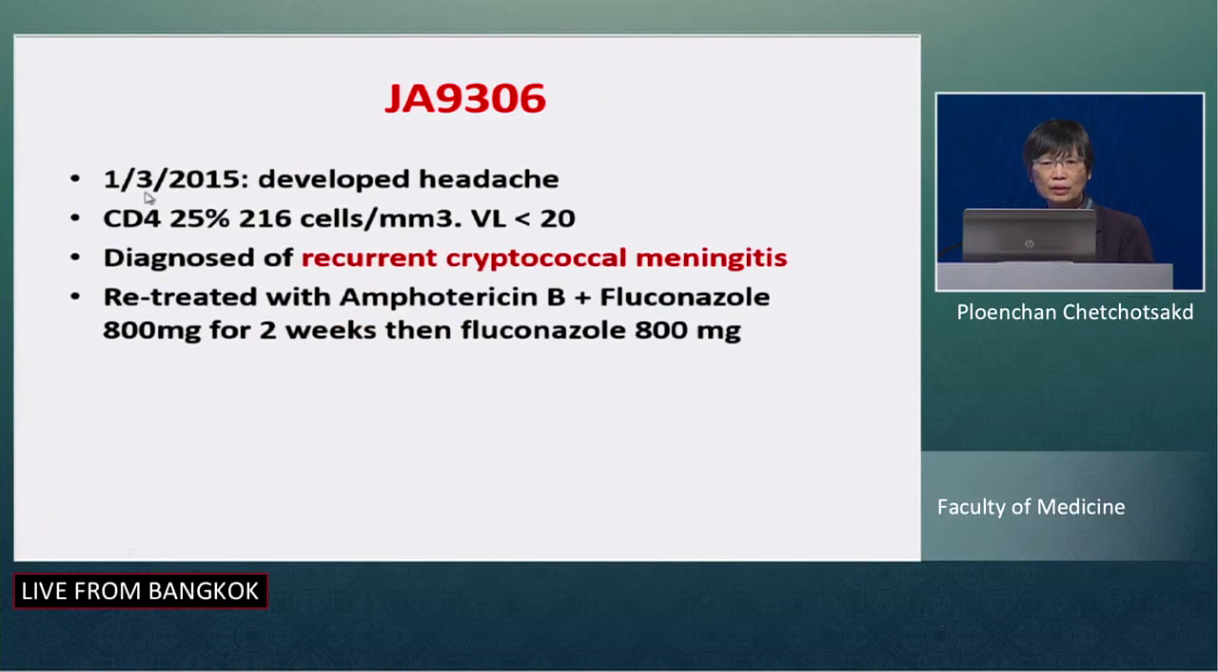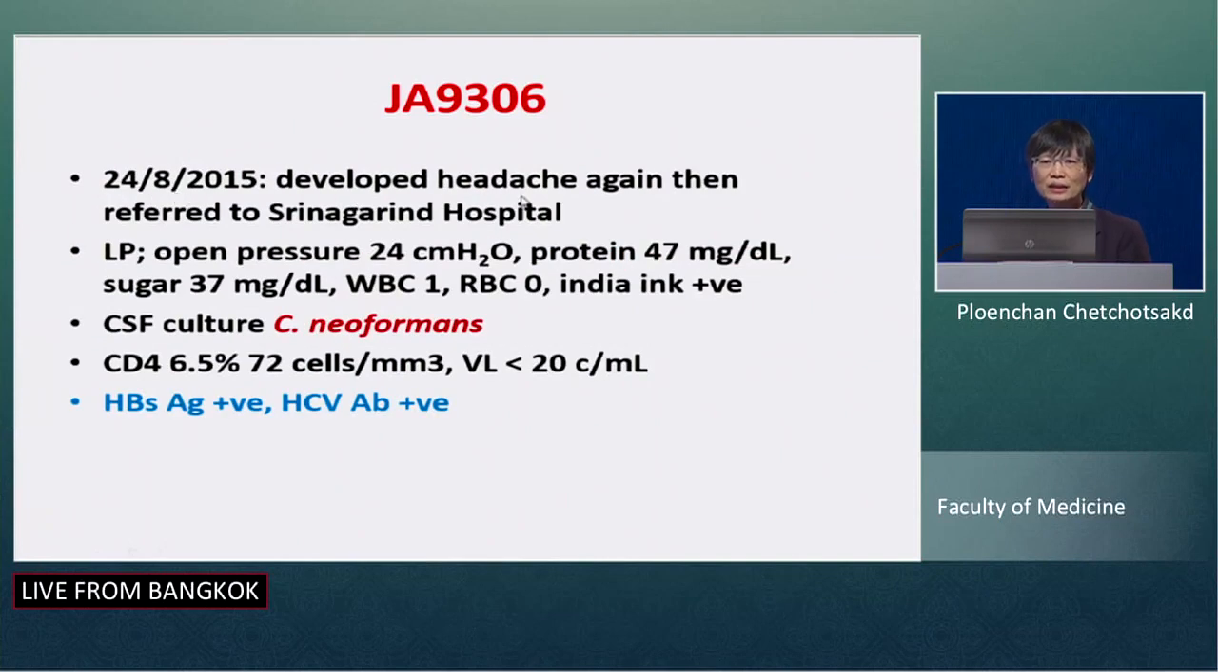that was in March, and then in August, 5 months later, he developed headache again. This time he was referred to our hospital. We did a lumbar puncture. Pressure was not very high, 24 centimeters of water, protein 47, sugar slightly low at 37, and white blood cell just 1 cell. India ink was positive, and the culture grew Cryptococcus neoformans. We checked his CD4, which was down to 72 cells, and viral load was suppressed. This time we also checked his hepatitis B surface antigen, which was positive, and hepatitis B antibody was also positive.